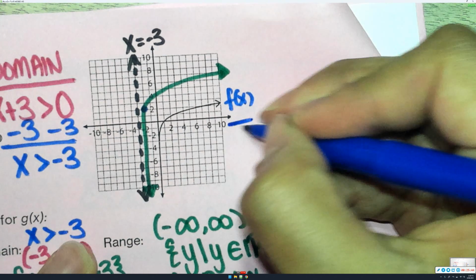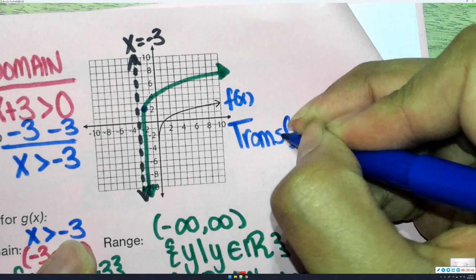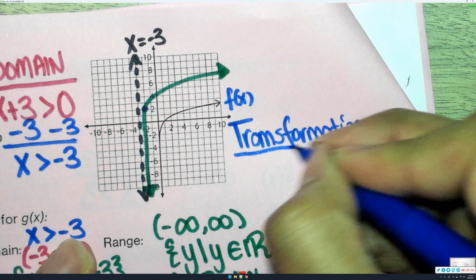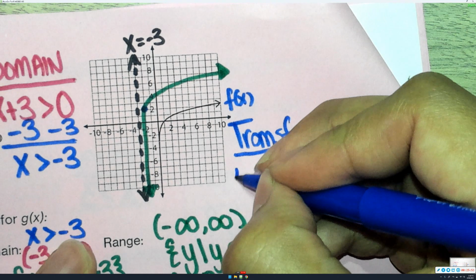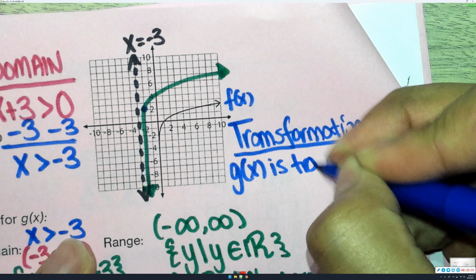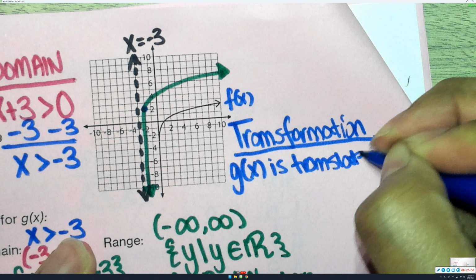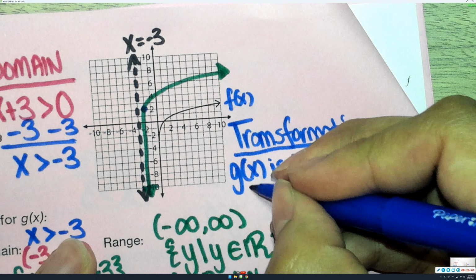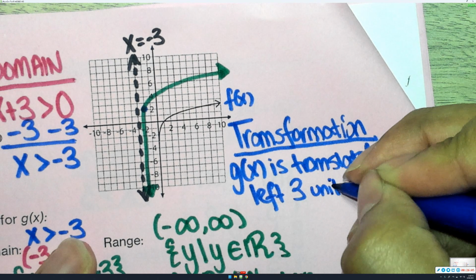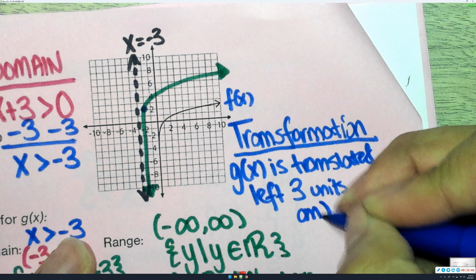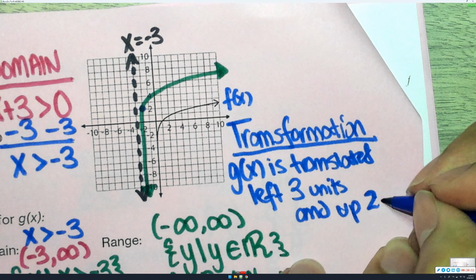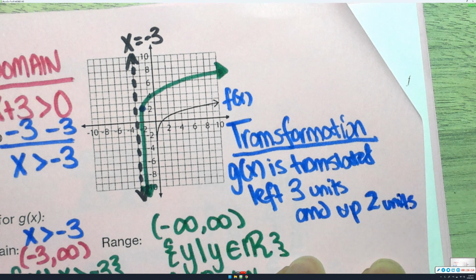So we have transformation. And we just stated it. G of x is translated left 3 units and up 2 units. There we go.